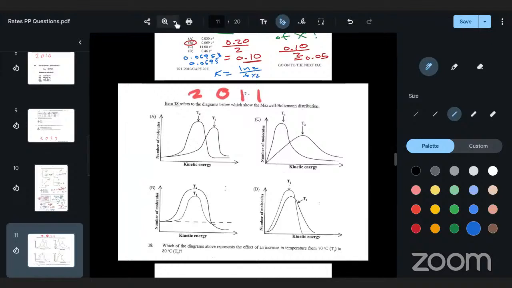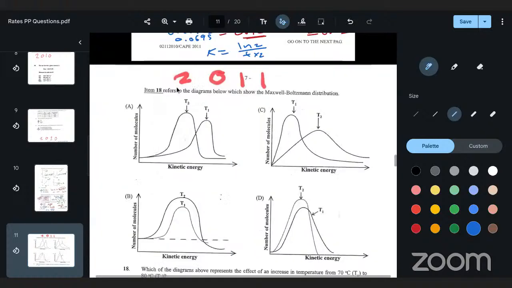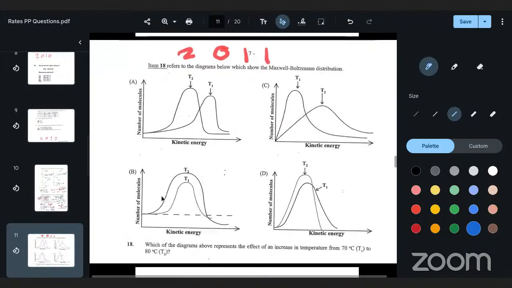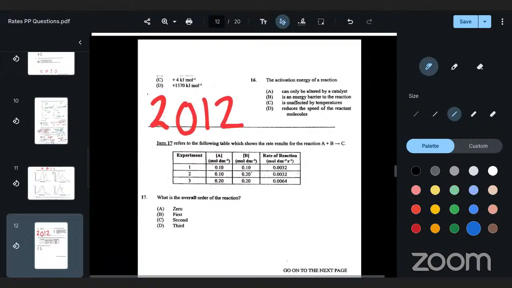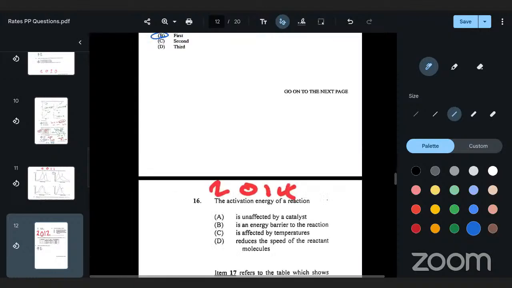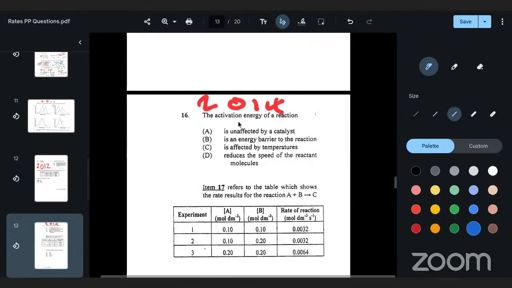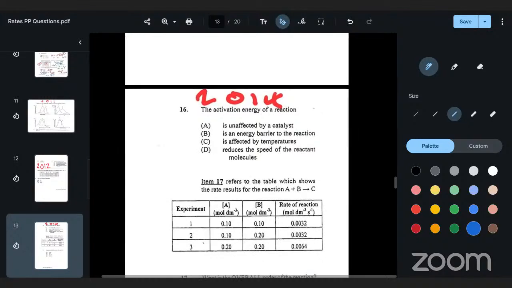And for this one, let me go back. Right, so this is a repeat. It says, which of the diagrams above represent the effect of an increase in temperature from 70 to 80? Right, so we all know this by now. This is a repeat again. All right, so the activation energy of a reaction, which of these is correct about the activation energy of a reaction?